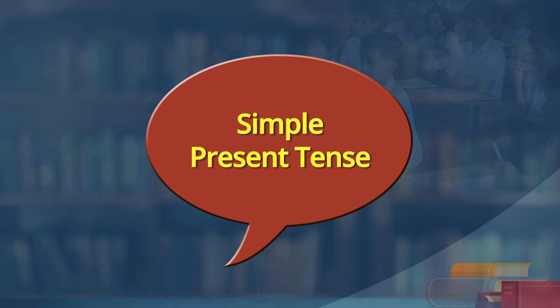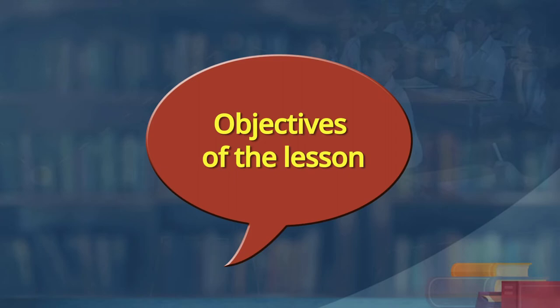So, learners, let's see that we have a routine. Whenever we say something to refer to routine activities, we generally use present tense. Before we go on to understand simple present tense, how it is used, let us now learn the objectives of this lesson. Kriti, please read out the objectives for the benefit of our learners, so that we understand what we are learning.